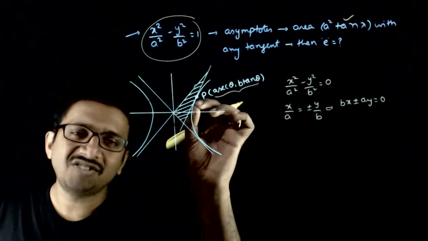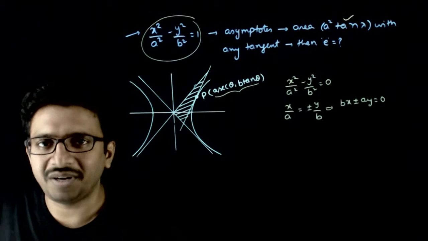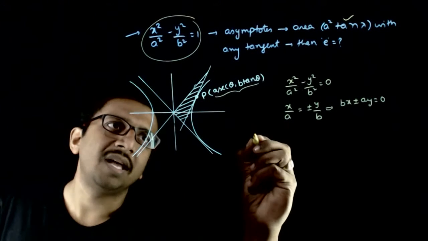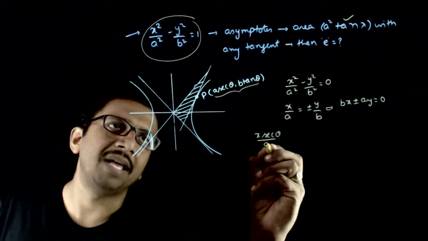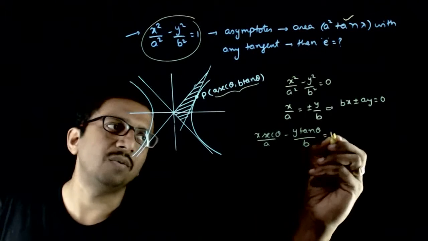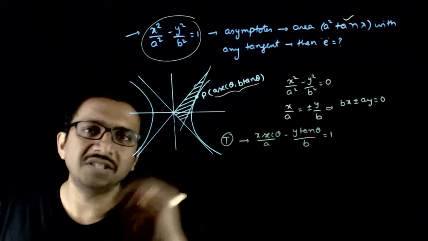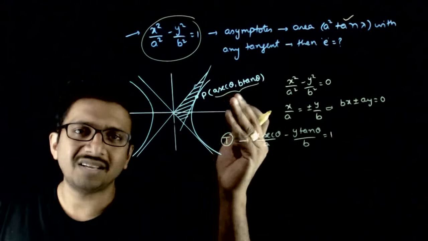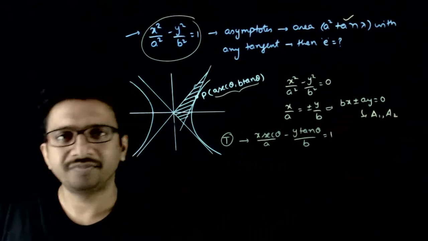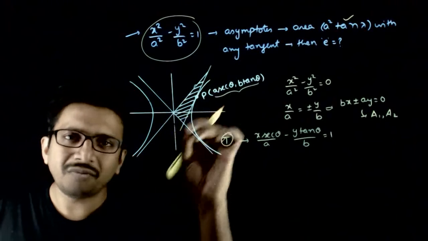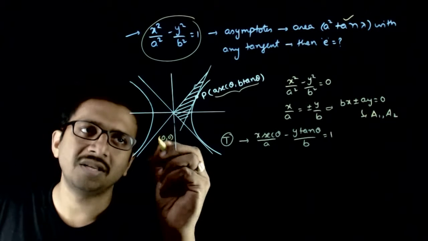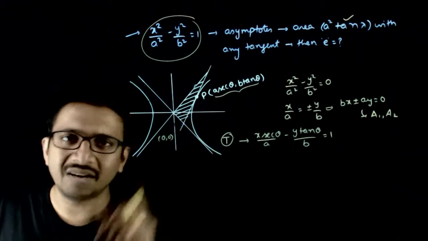Now, what is the general tangent at the point a secant theta comma b tan theta? Just write T is equal to 0. So x secant theta by a minus y tan theta by b is equal to 1. This is the equation of the tangent at any point a secant theta comma b tan theta. These are the two asymptotes. Now if you want to find the area of this triangle, let us find the points of intersection. One point of intersection is the origin, there is no doubt about it. So what is the second point of intersection?